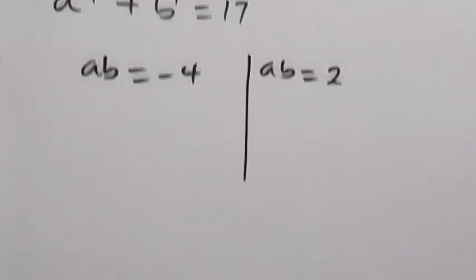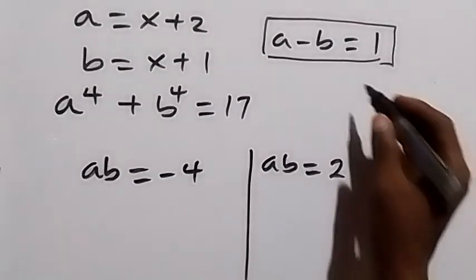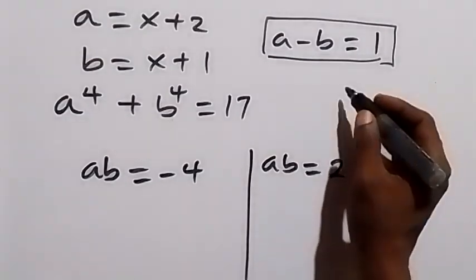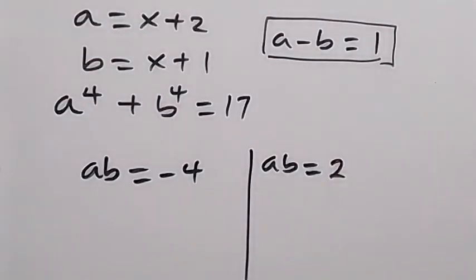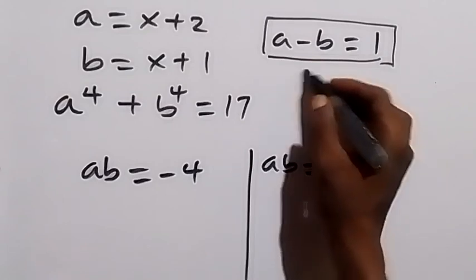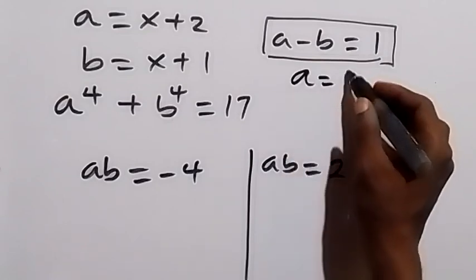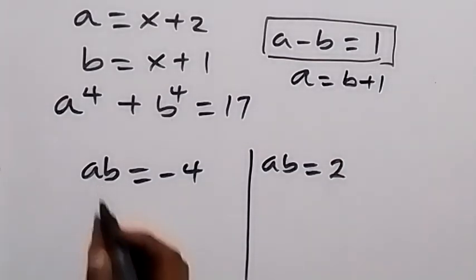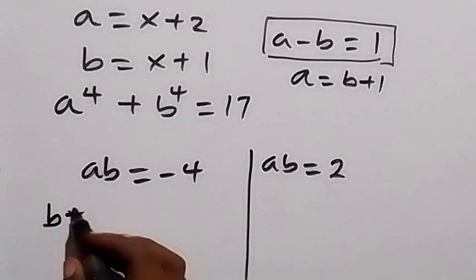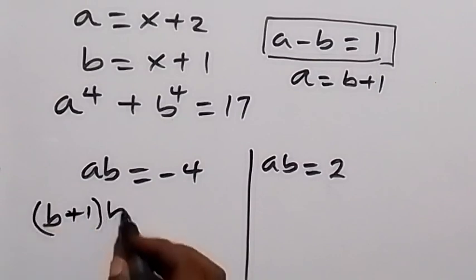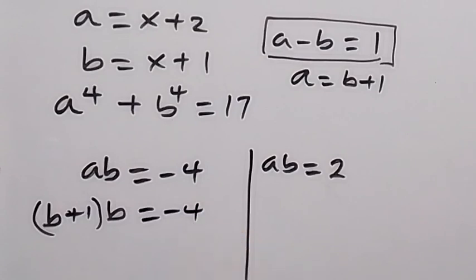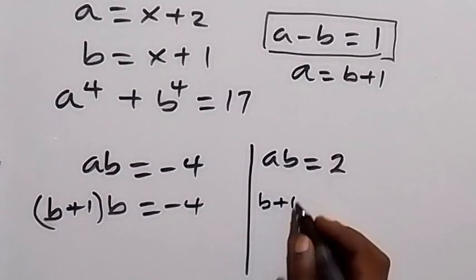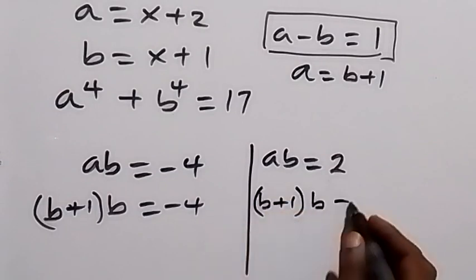Then, from a minus b equals 1, we can make a the subject, and a will now be equal to b plus 1. So now we can replace a here as b plus 1. So we now have b plus 1 multiplied by b equals minus 4. Then also here we have b plus 1 multiplied by b is equal to 2.